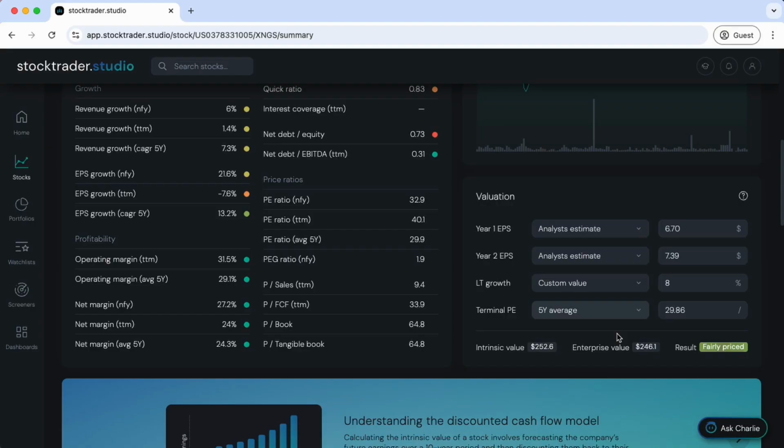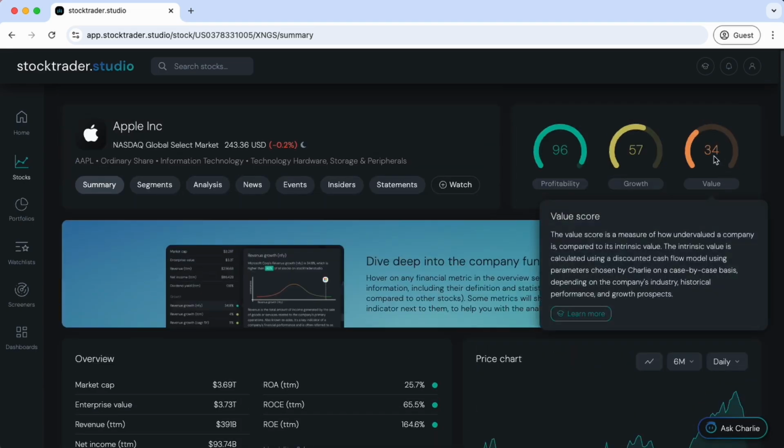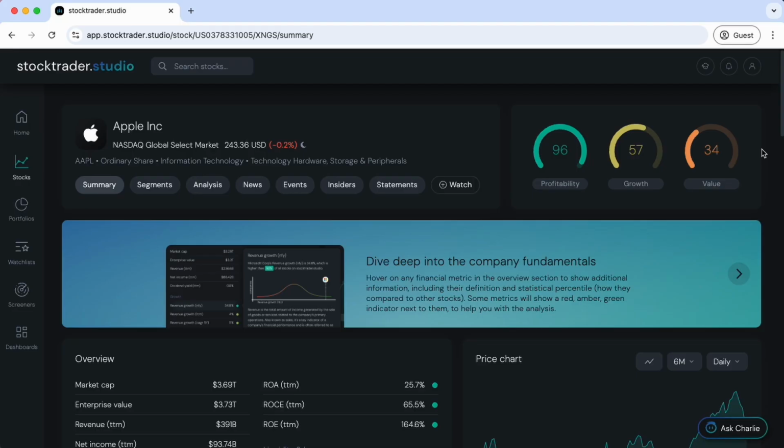Every time a value is changed, the fair value is recalculated in real time and compared to the current enterprise value of the company. The result at the bottom right corner will tell us if a company is undervalued, overvalued, or fairly priced. This is also how StockTrader.studio calculates the value score of each stock. A score of 50 indicates that the stock is trading in line with its intrinsic value. Below 50 signals that a company might be overvalued, and above 50 signals a potential buy opportunity. The assumptions behind this calculation are coming from Charlie, but again, if you want to play around with the numbers, you can always do so using the valuation widget.